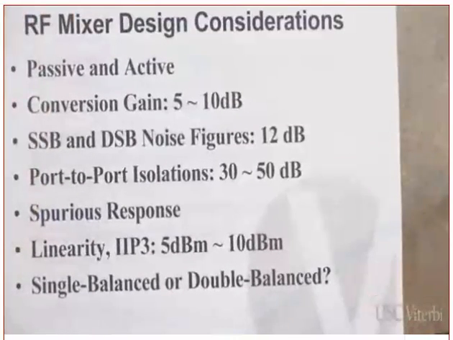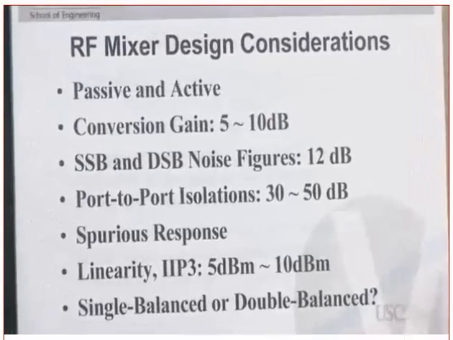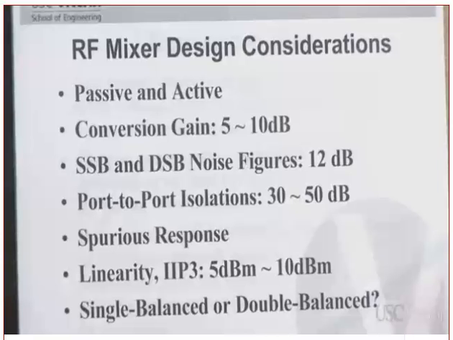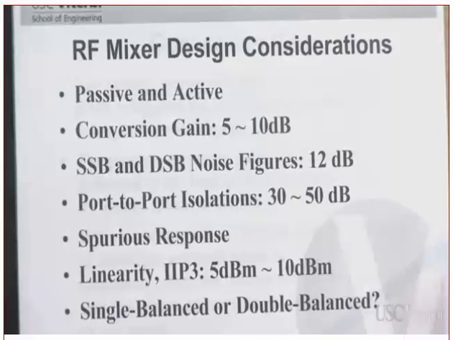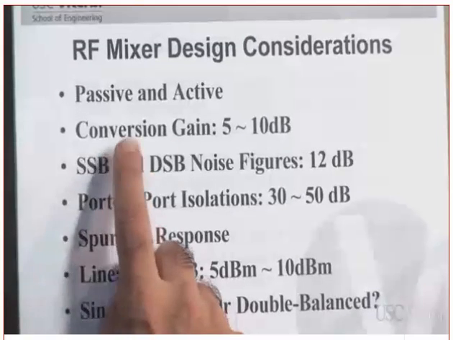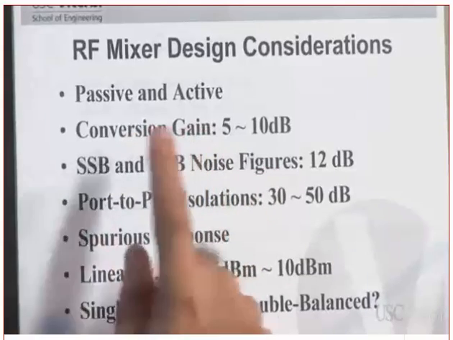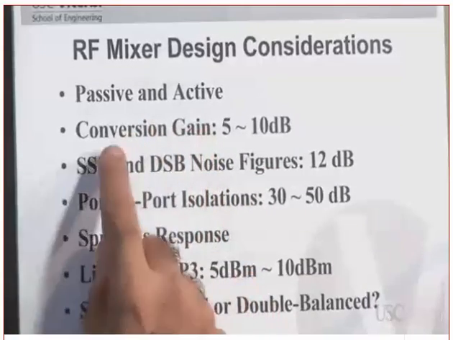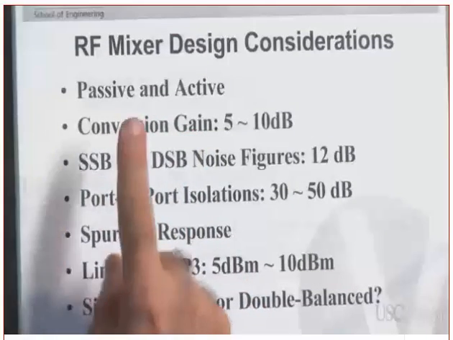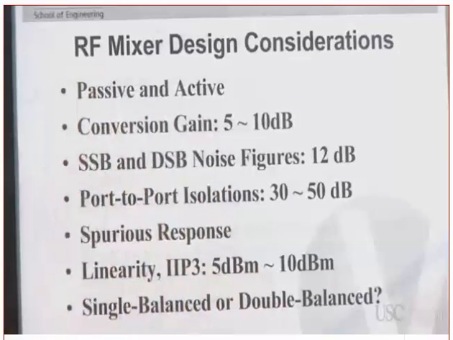What are the design considerations? What are the parameters that we deal with? First of all, we deal with whether the mixer is a passive mixer or whether it's an active mixer. An active mixer is one that will provide you with a conversion gain. Question. What does conversion mean? And how do I define the conversion gain? And could it be conversion loss? Conversion loss is when the mixer is a passive mixer. A passive mixer cannot provide you with a gain. It can only provide you with a loss.